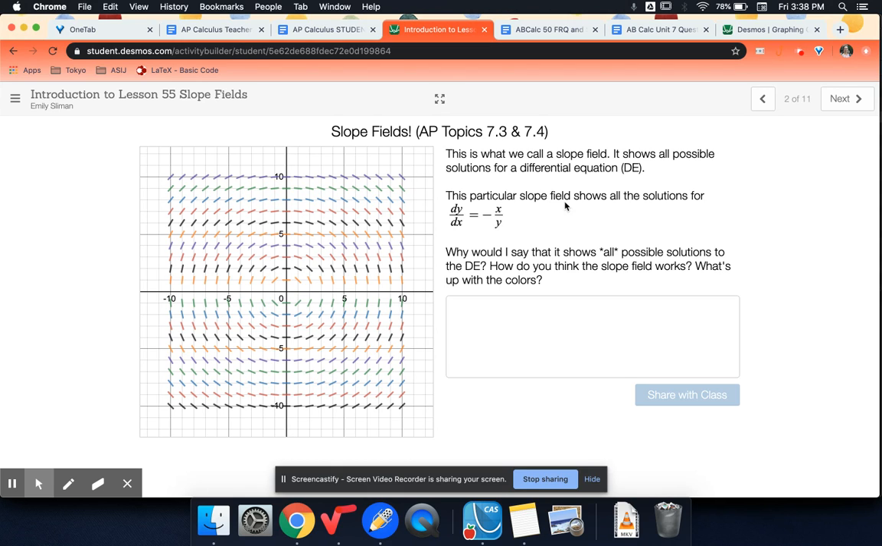All right, what do you think is up with the colors? So what I'm seeing is that the colors are changing based on the y values. So it looks to me that different colors correspond to different values of y is what I would say.